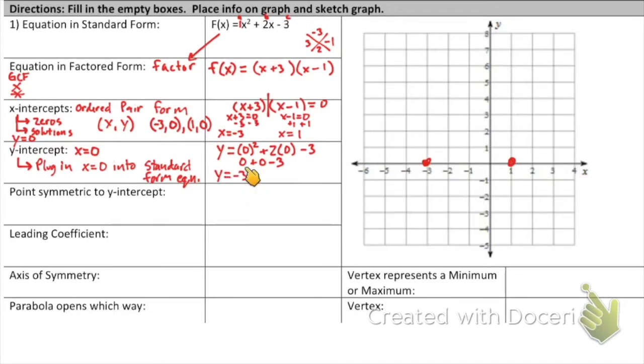So we found what y is equal to, but just like before, our y-intercept has to be in ordered pair form. And we always know when we have a y-intercept, x is always going to be 0. So our x value is always going to be 0 when we have a y-intercept. And our y value in this case is negative 3.